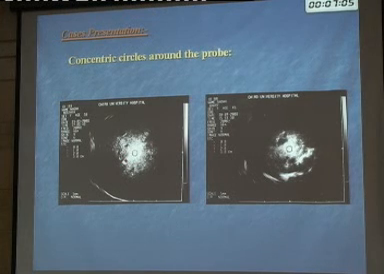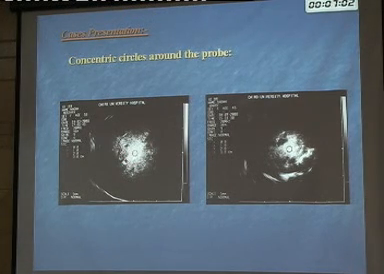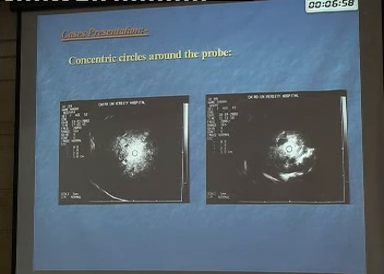Concentric circles around the probe: here the bright dots of the ultrasound are arranged in circles around the probe. Here there is absence of this arrangement, and the absence of concentric circles around the probe is more common with neoplastic lesions.